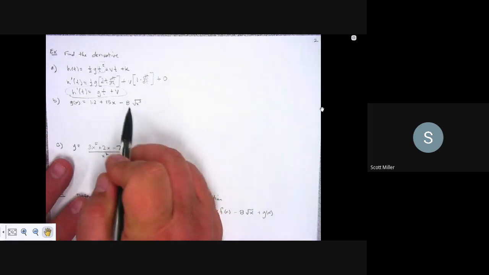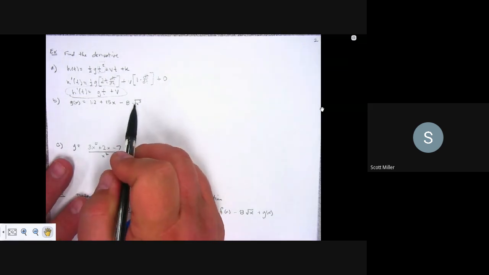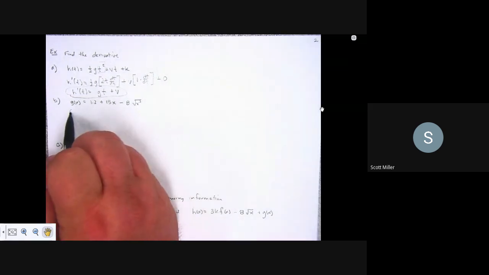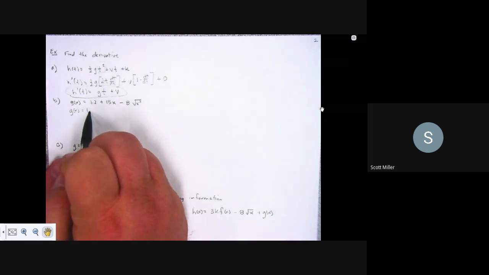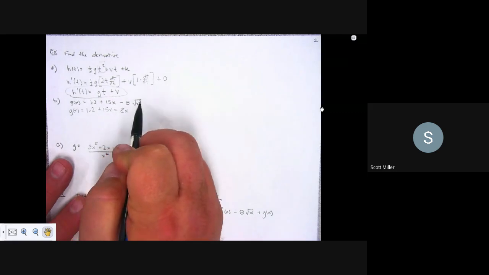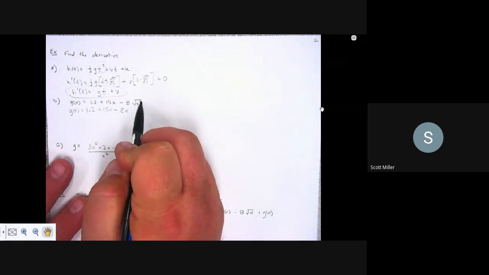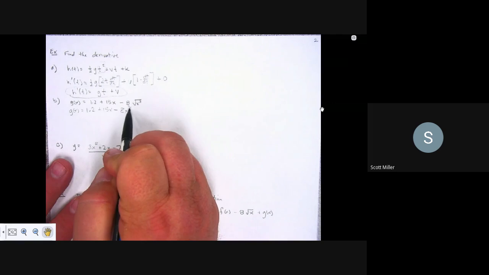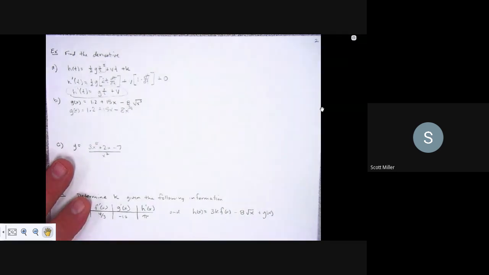When I look at this function right here, I notice that I have a radical over here. So the first thing you should do anytime you have a radical is to always put it in exponent form. So just rewrite the problem and put all radicals into exponent form. This is a square root, this is a power 3, this is 3 over 2. Okay, now I can take the derivative.